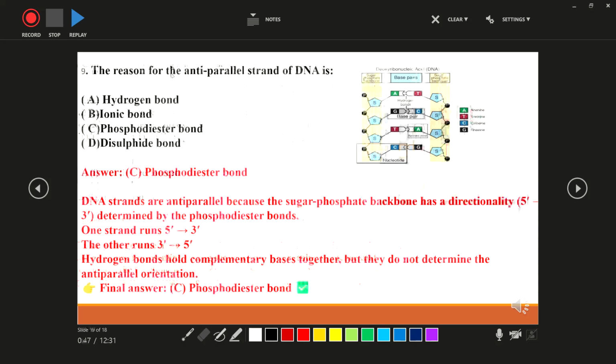The reason for the anti-parallel strand of DNA is, we know that they are anti-parallel to each other, 5' and 3'. Here you can see hydrogen bond, ionic bond, phosphodiester bond and disulfide bond. Phosphodiester bond is the correct answer because the DNA strands are anti-parallel because the sugar-phosphate backbone has the directionality 5', 3' determined by the phosphodiester bond. One strand runs 5', 3', the other 3', 5'. We know this. Hydrogen bonds hold complementary bases together, but they do not determine the antiparallel orientation. So the correct answer is phosphodiester bond.